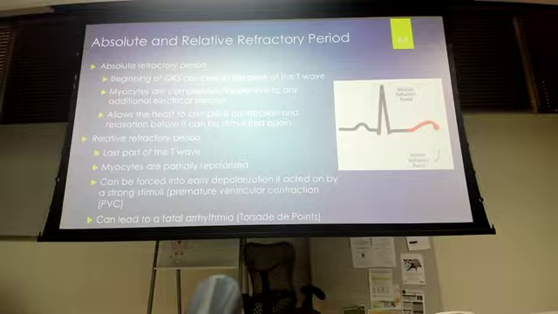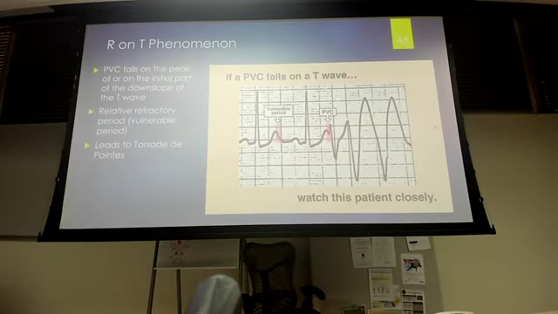It is not the same if we talk about the relative refractory period. The relative refractory period is at the end portion of that repolarization. And in the end portion of that repolarization, if you had an insult strong enough, it could cause these patients to prematurely go back into depolarization. And the problem with that is something called R on T phenomenon.